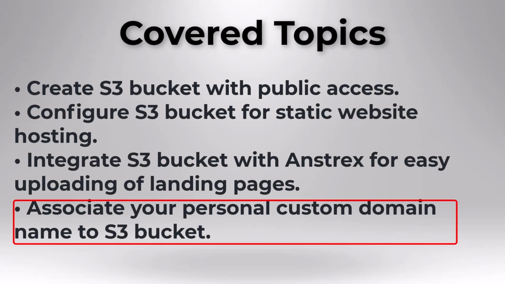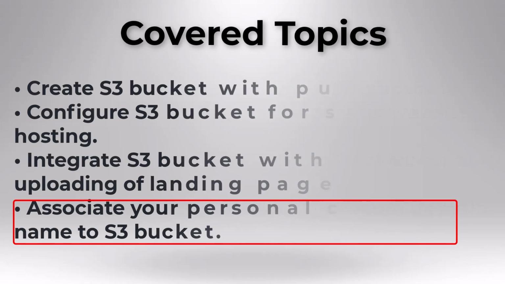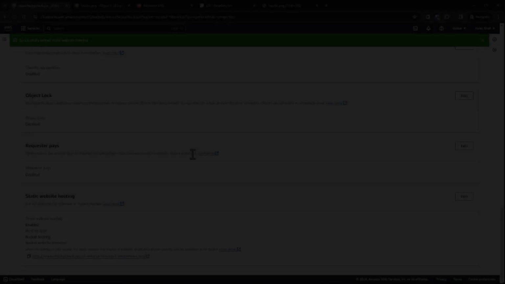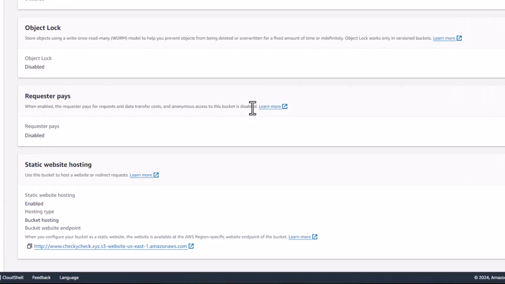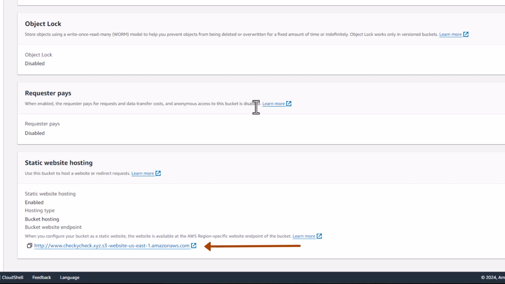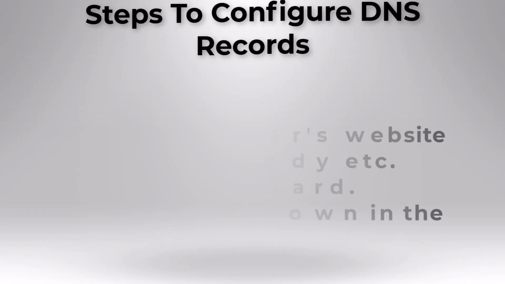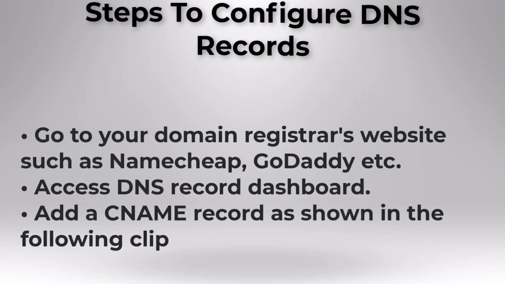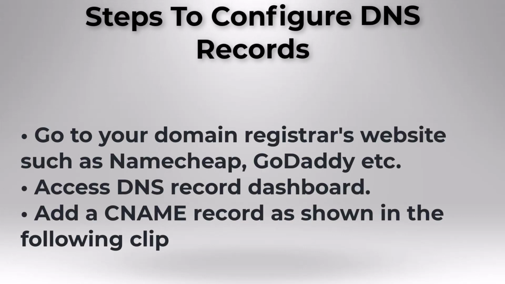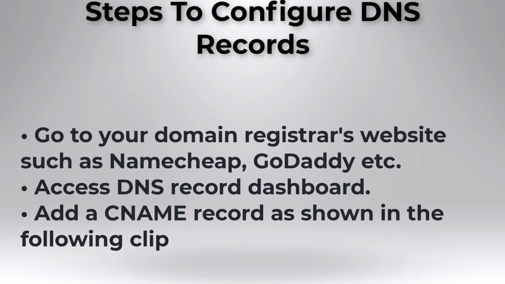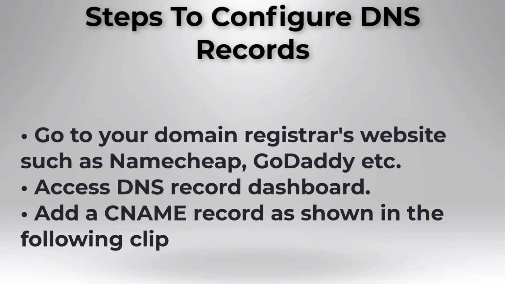Before we end this video, we want to cover the steps for associating your own custom domain to your AWS bucket. This step is completely optional. If you don't want to do this, you can still use the URL endpoint provided by AWS as mentioned earlier in the video. In order to associate the domain name to your bucket, you will need to go to your domain registrar's website and perform DNS record configuration. This procedure will vary somewhat depending on who is the registrar of your domain.